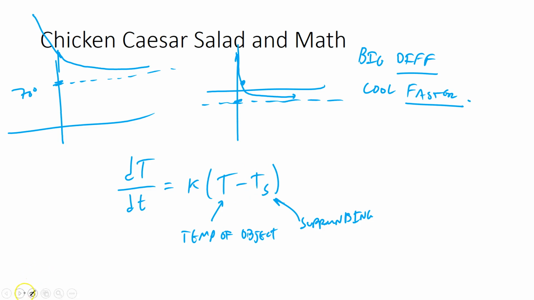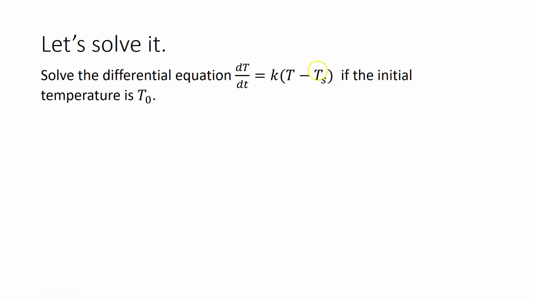So let's solve this thing. Okay, so we're going to solve this differential equation if the initial temperature is T sub 0. That means that when little t is 0, big T is equal to T sub 0, or we could say (0, T sub 0) is going to be on our graph. So we're going to solve this by separation.